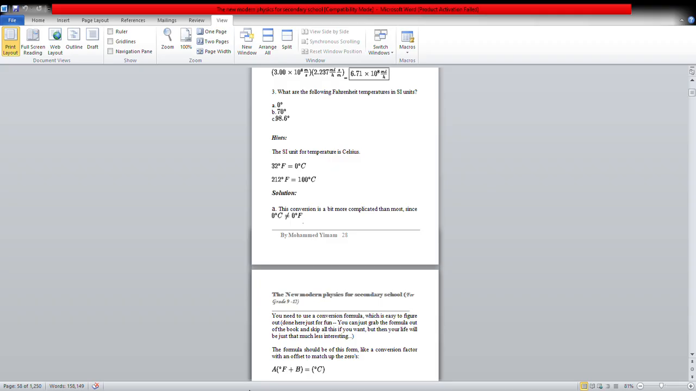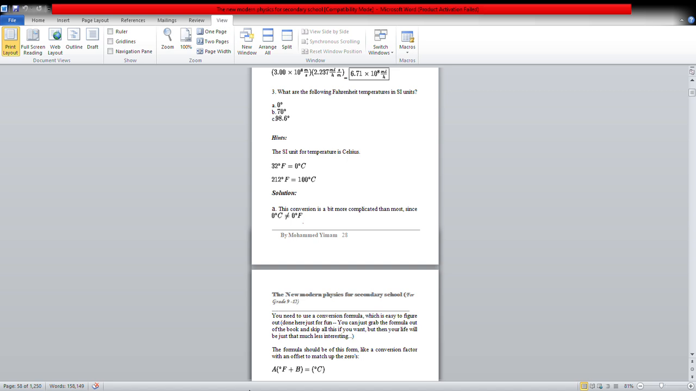Let's do solving problems from chapter 1 and chapter 2 this morning. Question number 3. What are the following Fahrenheit temperatures in SI units? A: 0 degrees, B: 7 degrees, C: 98.6 degrees. We'll do all three questions.